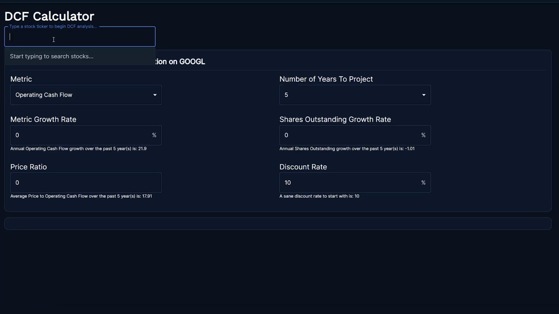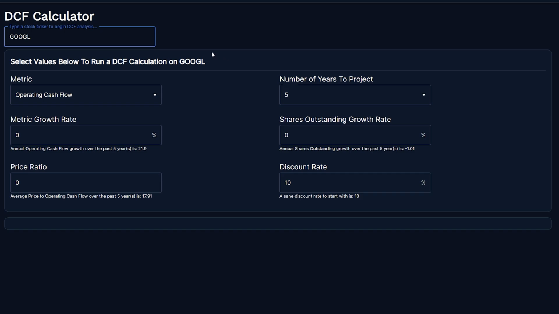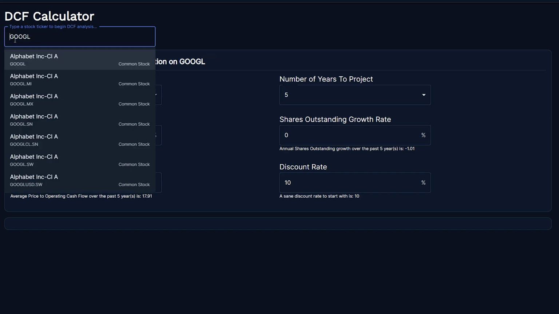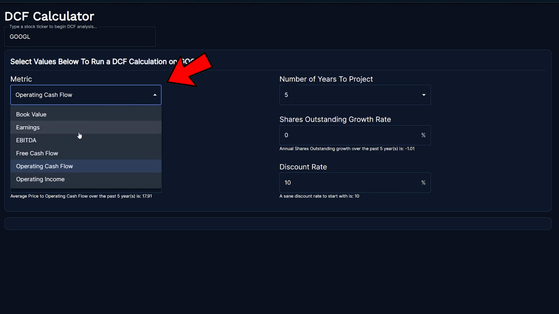So right away, the first thing that we have to do is simply type in a ticker of a stock that we want to analyze. Once we type in the stock ticker that we want to analyze, there will be 6 different input fields here that we need to fill out. The first one here is the metric that we actually want to track. We have book value, earnings, EBITDA, free cash flow, operating cash flow, and operating income.